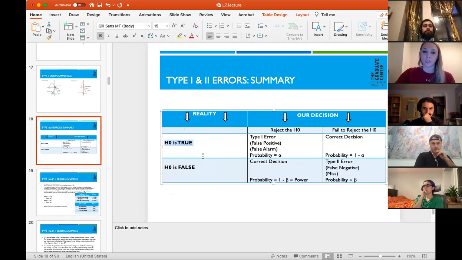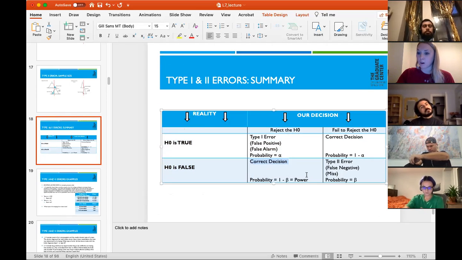We can only presume. If the null is true and you reject the null, it's a type 1 error. If the null is true and you fail to reject, you've made a correct decision. If the null is false, AKA there is actually an effect to be found, and you reject the null, you've made the correct decision. That's also known as power, your ability to detect an effect when an effect is there. If you fail to reject the null when there is an effect, you've made a type 2 error, or you've missed the effect. Make sense?